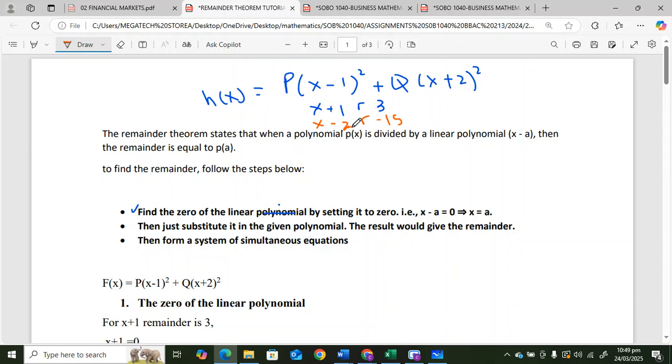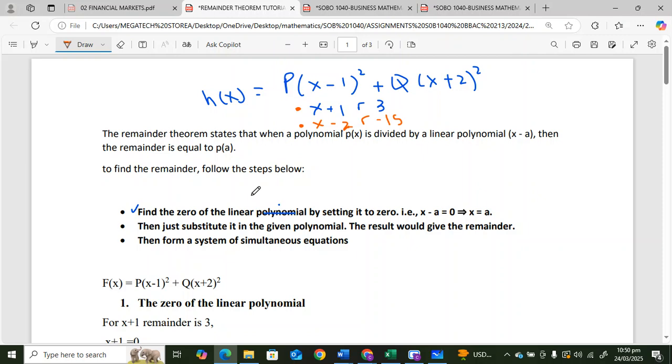Okay, so these are the basic steps that you have to do. This topic is on the remainder theorem, still in algebra, where on division of polynomials, sometimes you're going to get remainders. So the first step with this type of questions is find the zero of the linear equation by setting it to 0. So our linear equations are this one here, this one, and this one. When we say the zero of a linear equation, it means it makes that linear equation 0.